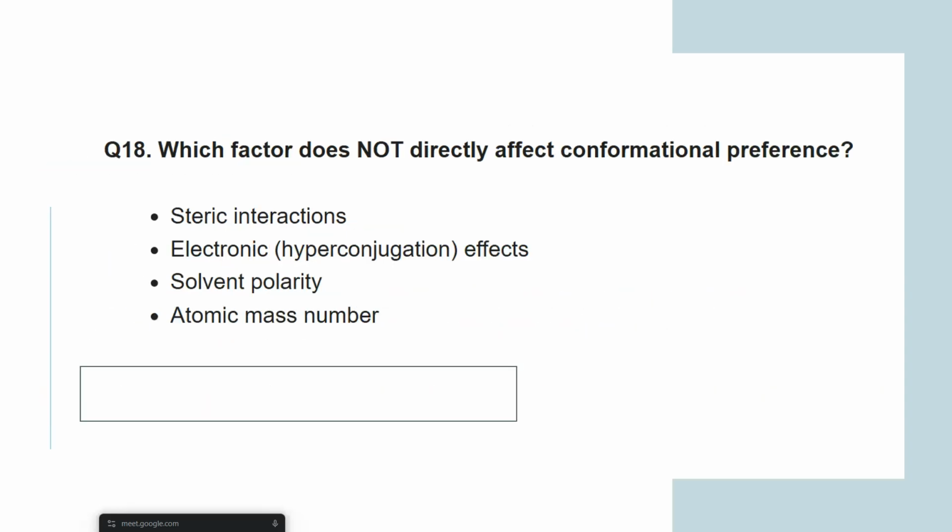Next we have, which factor does not directly affect conformational preference? Option A, steric interactions. Option B, electronic effects. Option C, solvent polarity. And option D, atomic mass number. So it will again come from the theoretical definition of conformational preferences.